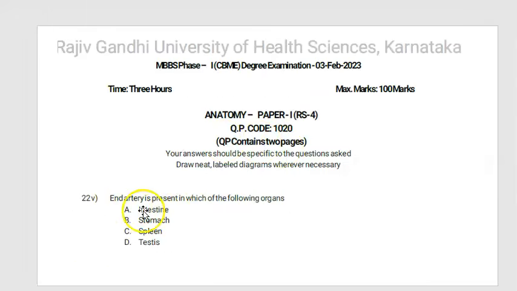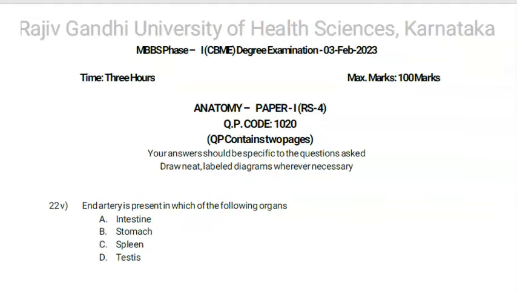Next question, general anatomy, that has been asked in recent years. End artery is present in which of the following organs? The answer here is spleen. End artery is present in the spleen. Where are the other locations it's present? And what is an end artery, by the way?